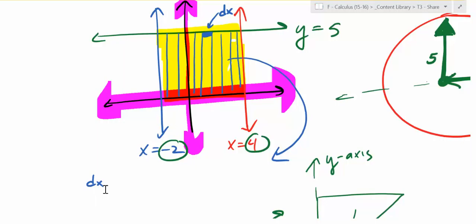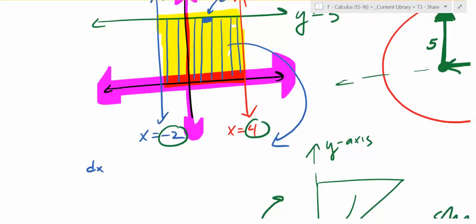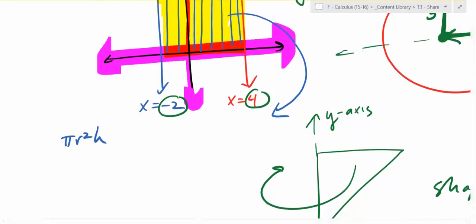What's the radius of this cylinder? Well, it says it right there. 5. It goes from 0 to what? 5. All of these have a radius of 5. So what was the volume of a cylinder? Pi r squared times what? Height. But for each little tiny cylinder, this h was dx. And what was r equal to?